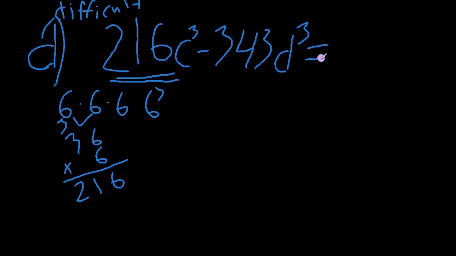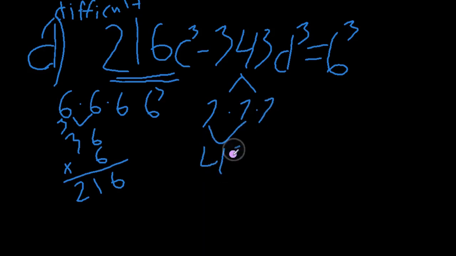All right, let me write it over here. 6 cubed. What about this 343? I know it's going to be higher than 6, so let's try 7. 7 times 7 times 7. What do we get? 7 times 7 is 49. And then times the 7, I'll get 7 times 9, 63. 7 times 4, 28. 28 plus 6, 34.